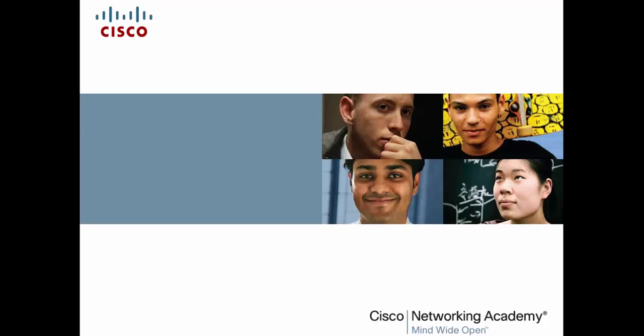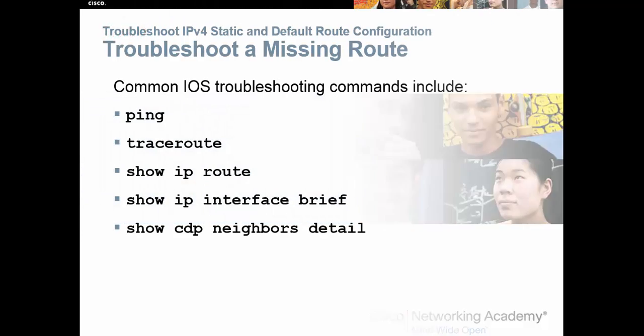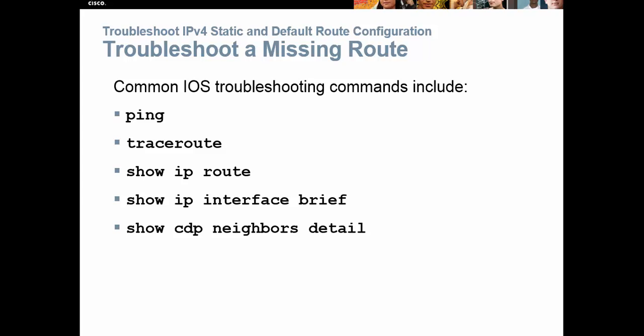Okay, now let's look at how we're going to troubleshoot all this routing that we've been talking about. Some of the common iOS troubleshooting commands are ping, traceroute, show IP route, show IP interface brief, and show CDP neighbors detail. Each of these is going to give you a little bit more information than the previous ones did.